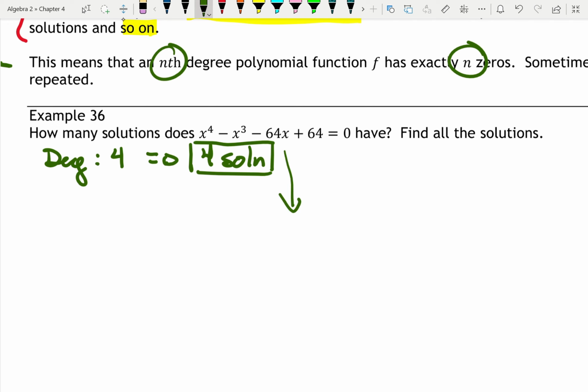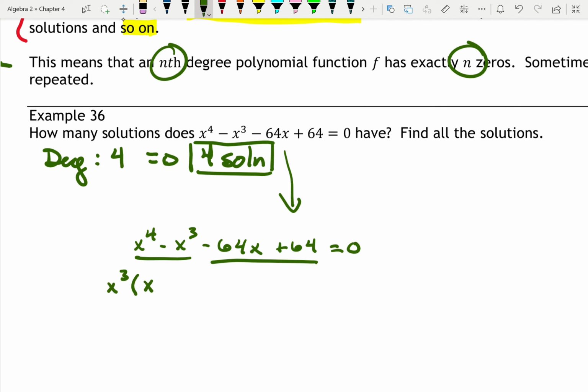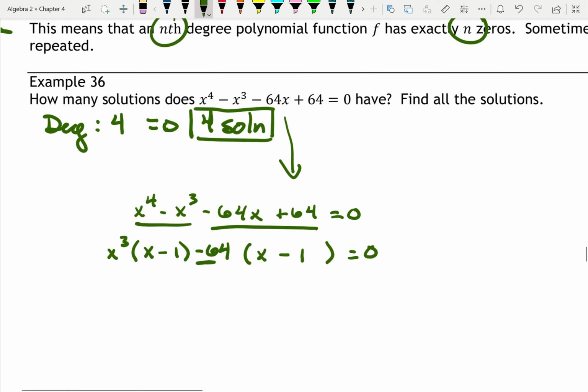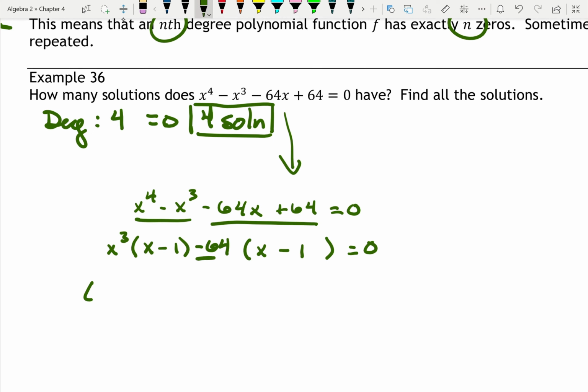If I factor by grouping, let me just rewrite it here. x to the fourth minus x cubed minus 64x plus 64 equals 0. I'm going to look at the first 2 and the last 2 separately. From the first 2 I can pull out an x cubed, and I'm left with x minus 1. Now I want to pull something out of the second binomial such that I have x minus 1, and I can pull out a negative 64, and that works out perfectly. So now I have x minus 1 out front, and then x cubed minus 64 equals 0.